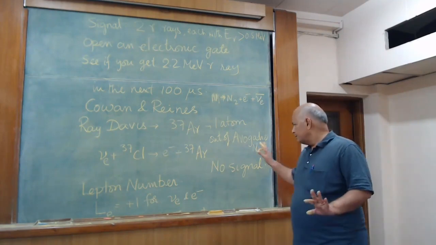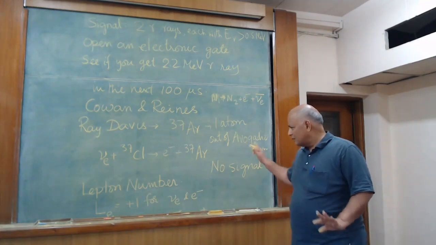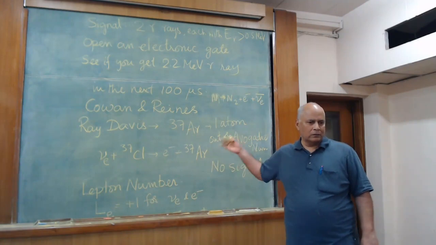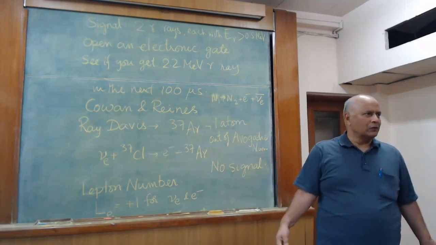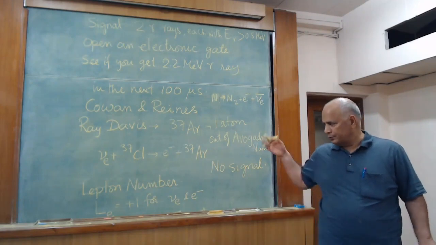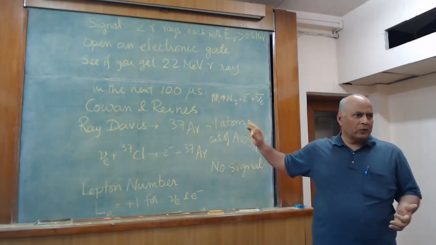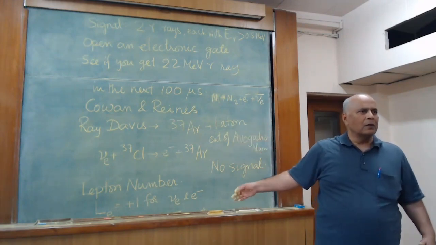So that is the story of electron neutrinos. And in the next class, we will start talking about muon neutrinos. And of course, we need to know about muon neutrinos before we talk about neutrino oscillations.